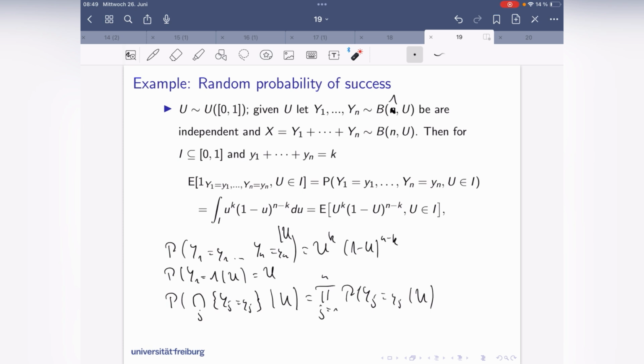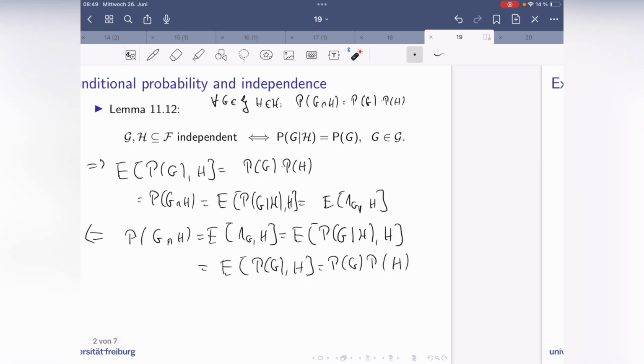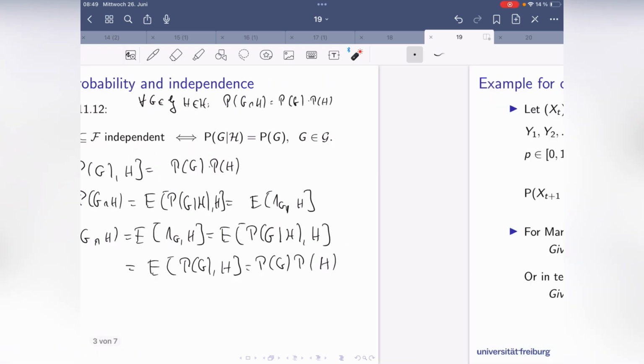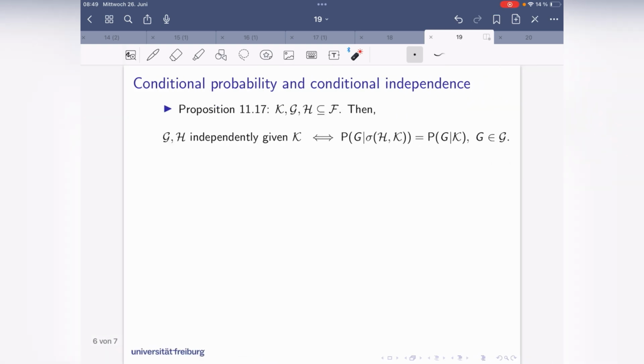Okay, there's one more thing that we need. And that's an extension of what we had at the beginning. So here we had G and H are independent if and only if something holds. And we also need this for conditional independence. And that looks as follows. G and H are independent, another typo here, given K, if and only if this thing here holds. So if you forget about the K here, so if K is trivial, it's exactly the statement that we had at the beginning. But now we have the K here, and we just have to condition on K everywhere and say G and H are independent given K.